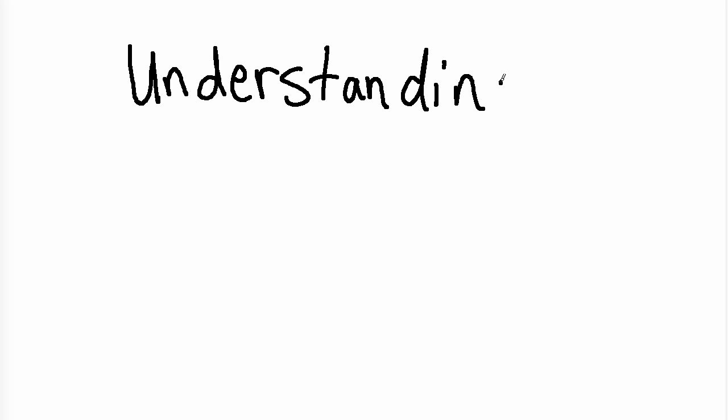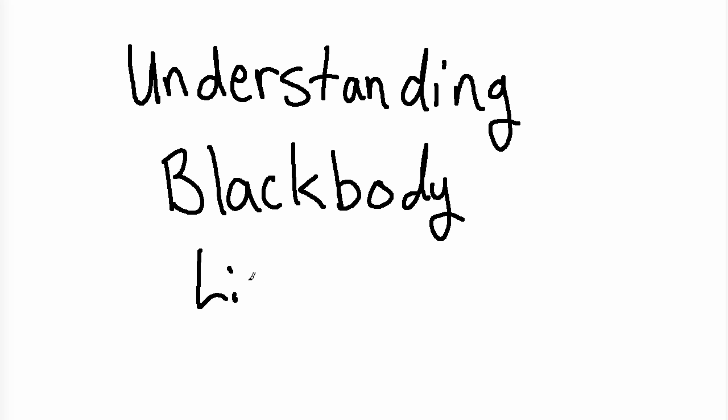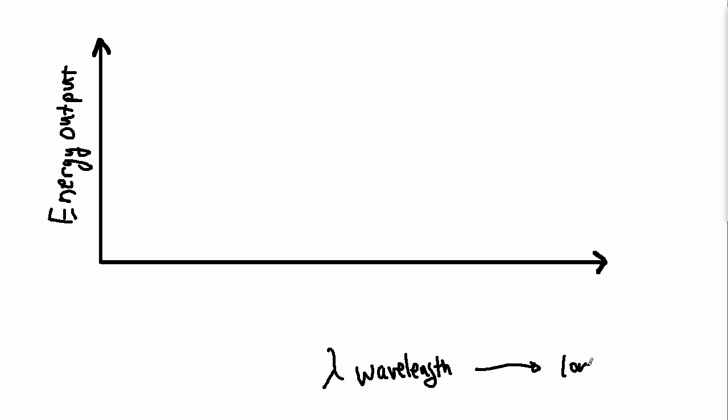Welcome back. Today's lecture is all about understanding blackbody light curves. Okay, to get us started, I'm going to draw a graph, and the vertical axis I'm going to label as energy output. And so greater energy will be high up on the graph, and lower energy output will be low down on the graph. And on the horizontal axis, I'm going to label wavelength with longer wavelengths towards the right and short wavelengths on the left towards the origin of the two axes.